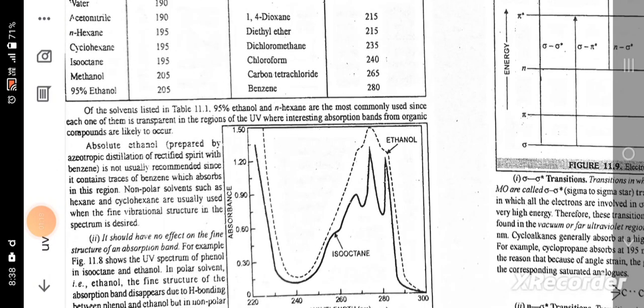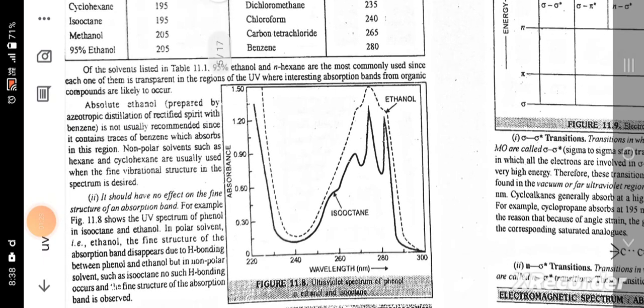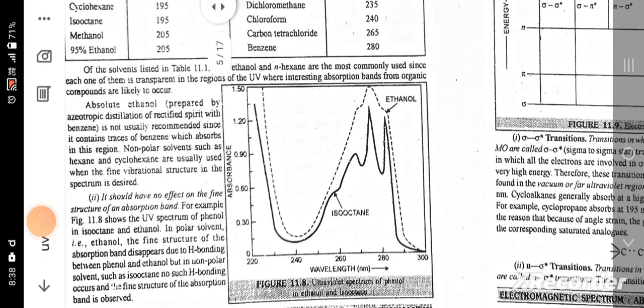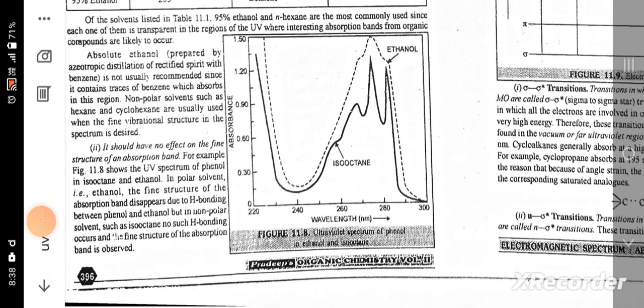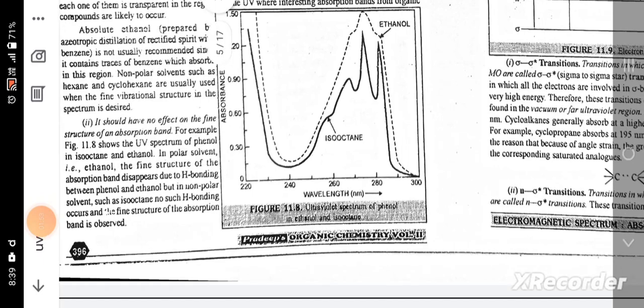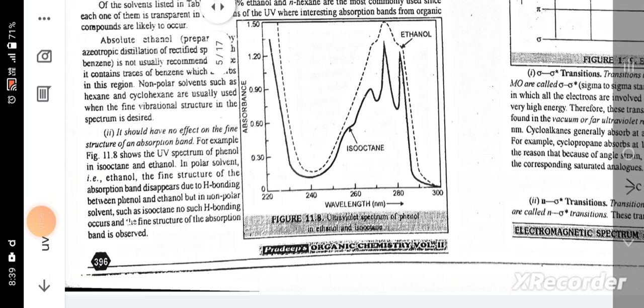Of the solvents listed in table 11.1, 95% ethanol and n-hexane are the most commonly used since each of them is transparent in the regions of the UV where interesting absorption bands from organic compounds are likely to occur. Absolute ethanol, prepared by azeotropic distillation of rectified spirit with benzene, is not usually recommended since it contains traces of benzene which absorbs in this region. Non-polar solvents such as hexane and cyclohexane are usually used when the fine vibrational structure in the spectrum is desired. It should have no effect on the fine structure of an absorption band.